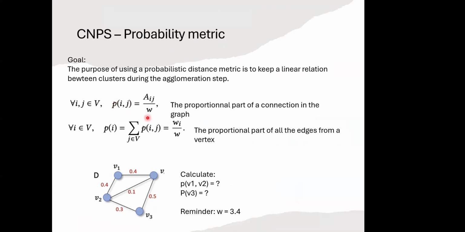Now I will explain the probabilistic part. We understood what W is. We understood what Wi is. Now we want to understand what P of ij and P of i are.